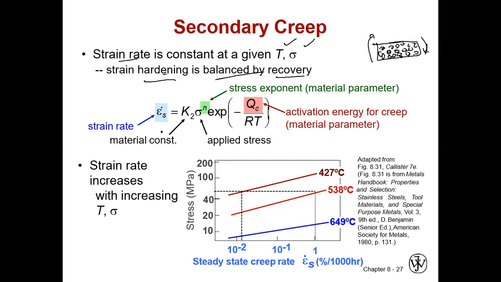And we can relate the strain rate with the help of this equation, right? Here K2 is the material constant, n is what we call the stress exponent, which is also dependent on the material. Sigma is the applied stress, and Qc is the activation energy needed for the creep. R is the ideal gas constant, and T is the temperature in Kelvin, right?